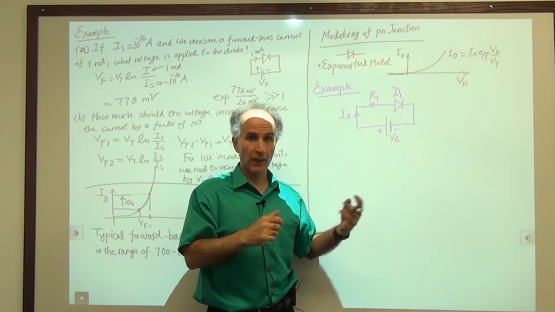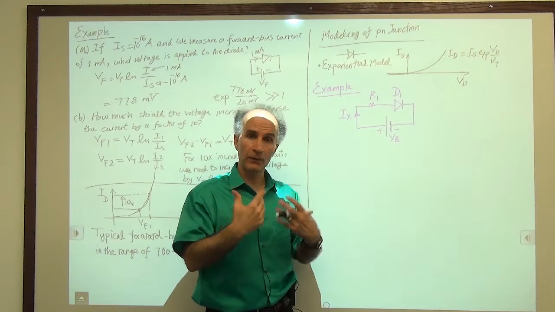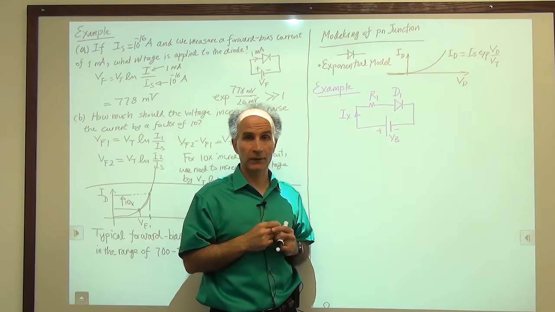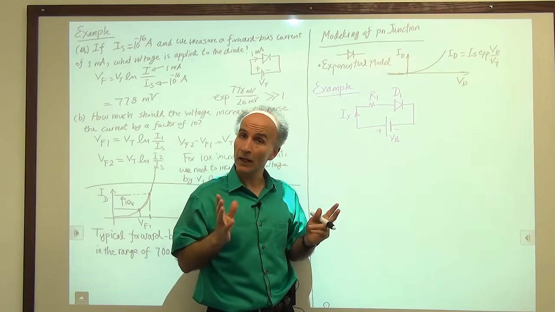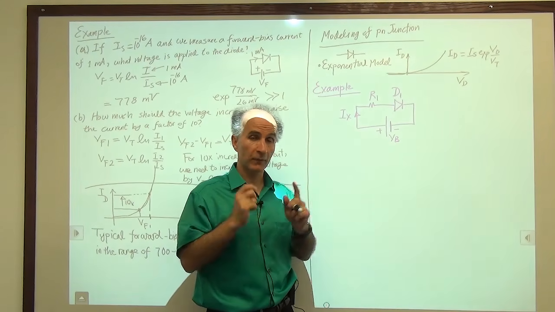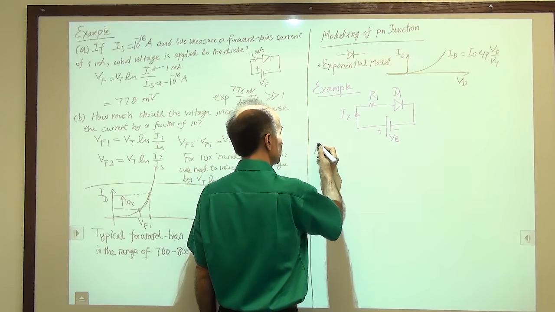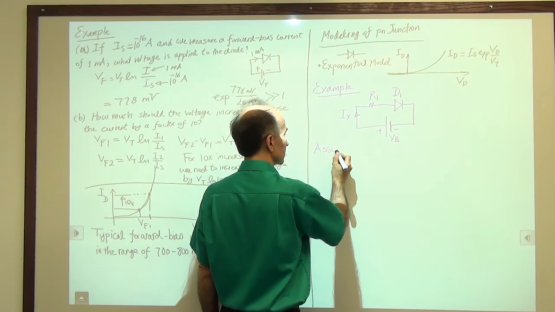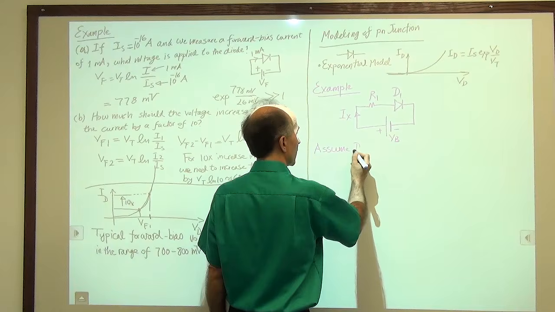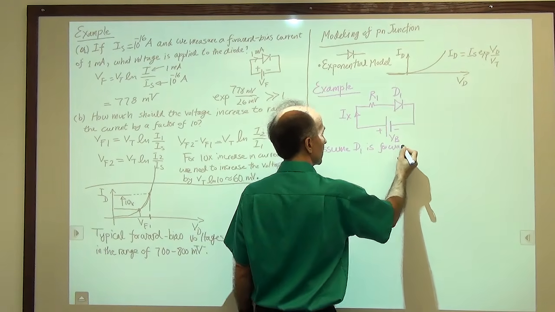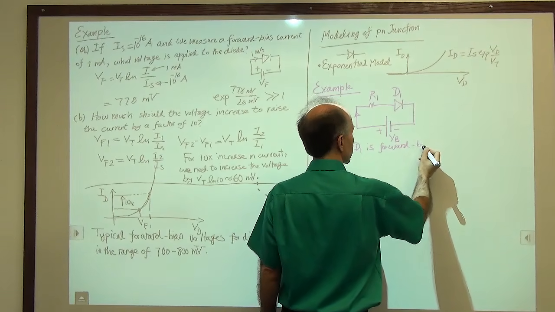And then we go through the calculations based on that assumption. At the end, when we have solved the circuit and we have found the results, we check to see if our assumption was correct. If it was, great. If not, it means that that assumption was wrong. We have to make a different assumption. So we'll start by saying assume D1 is forward biased.